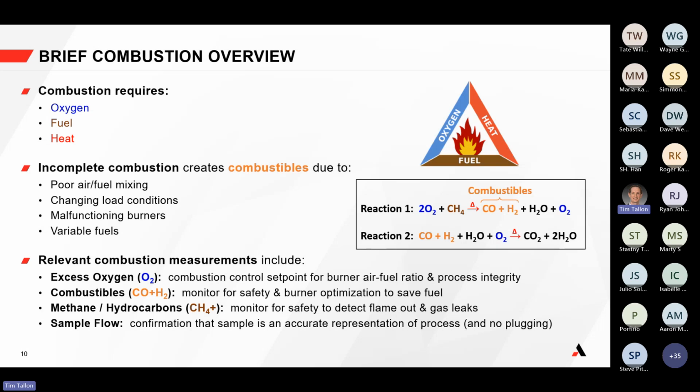So as we go back to the fire triangle and think about why operators even think about flue gas analysis, it really comes down to excess oxygen being that combustion control set point for air to fuel ratio and for process integrity for product quality. For combustibles, it comes down to monitoring for safety for combustible breakthrough, but also for burner optimization to reduce the fuel consumption. And then also for methane and hydrocarbons to monitor for safety to detect flame out or gas leaks at the burner or during startup or light off conditions or purging cycles.